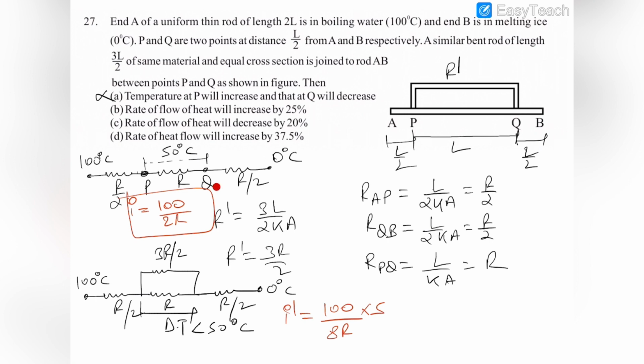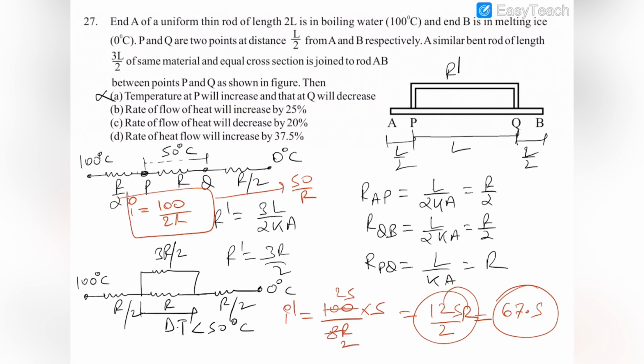So the earlier current was 50 by R, and the new one is 125 by 2R, which is equal to 62.5 by R. So you can see that the increment in this current is 12.5, and 12.5 is an increment of 25%, because 25% of 50 is 12.5. So the correct answer is option number B.